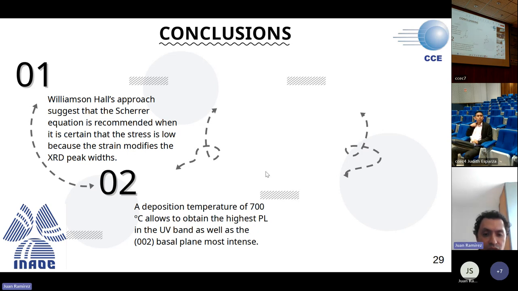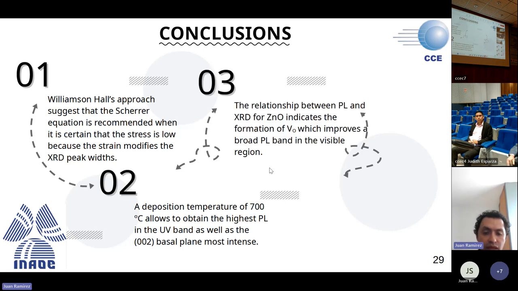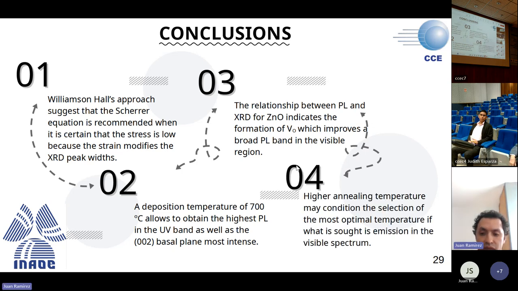The second conclusion: a deposition temperature of 700 Celsius degrees allows us to obtain the highest photoluminescence in the ultraviolet band, as well as the 002, the basal plane, most intense. And the relationship between the photoluminescence and X-ray diffraction for zinc oxide indicates the formation of oxygen vacancies, which produces broad photoluminescence bands in the visible region. And a higher annealing temperature may condition the selection of the most optimal temperature if what is wanted is emission in the visible spectrum.